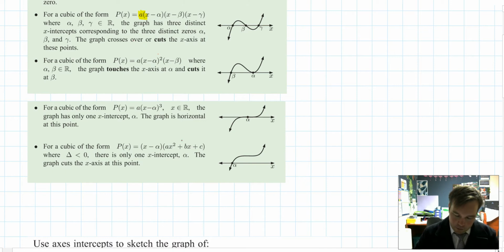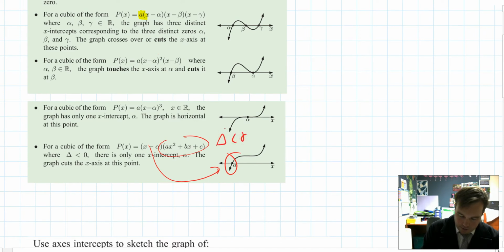Here, if we have a cubic that only cuts once, then it's made up of a linear factor, cutting there, and then this quadratic. Because the quadratic doesn't produce any roots, we know that the discriminant of that quadratic is less than 0, which is what it says there in the notes.